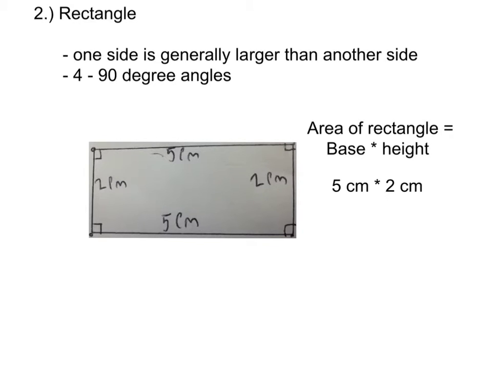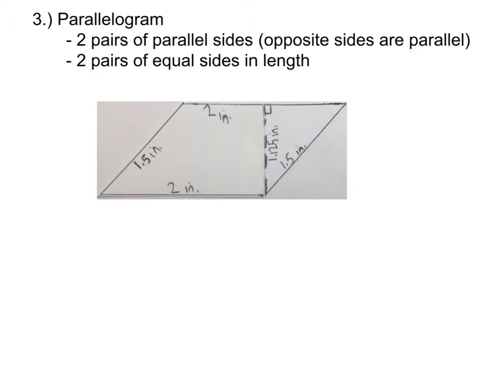Again, 5 times 2 is 10. Centimeters times centimeters gives us centimeters squared. The final type of quadrilateral we'll look at in this video is called a parallelogram. A parallelogram has two pairs of parallel sides, where opposite sides are parallel, and two pairs of equal sides in length.